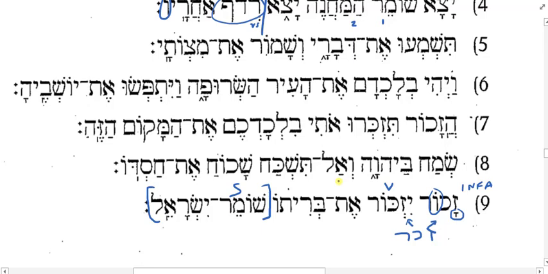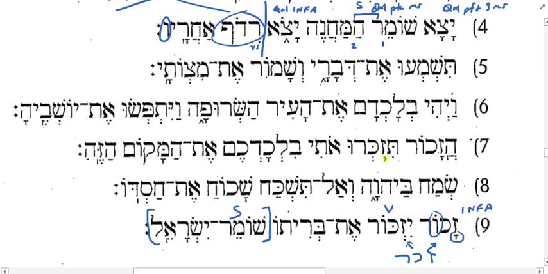Number 5. Let's look at number 5. We have tishme'u et devarai v'shamor et mitzvotai. Look at tishme'u. What conjugation pattern is this? We can see 3 root letters, and we have prefixing and suffixing. So which conjugation is this? The Qal imperfect. And with the prefix tav and the shuruk, it's 2MP. 3MP would have a yod with a shuruk at the end. Okay, so this is 2MP.